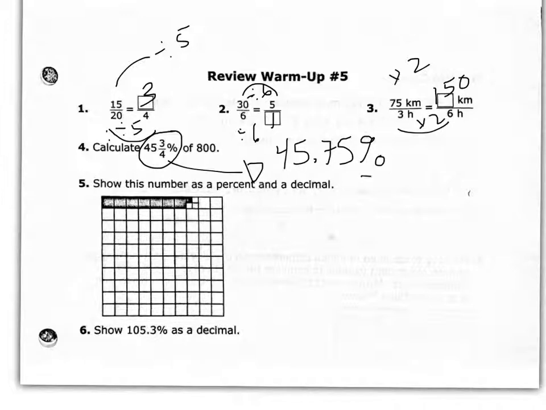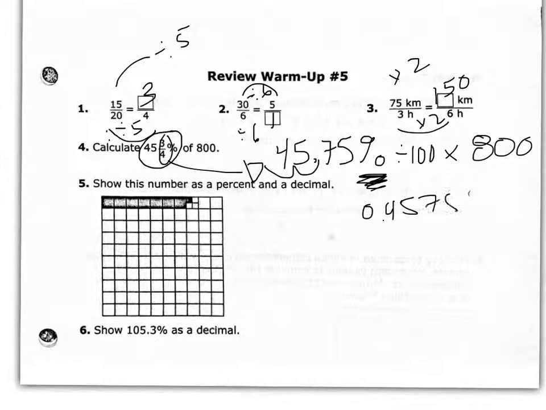It's still a percent, remember that. I think I've stressed that in different reviews. Just because you turn 3/4 into a decimal doesn't mean it's now a decimal. It's still a percent, okay? Now, when finding the percent of a number, you must divide by 100 and then multiply by the number, which is 800. When you carry that through, you now have 0.4575 times 800, and you get 366 as your answer.